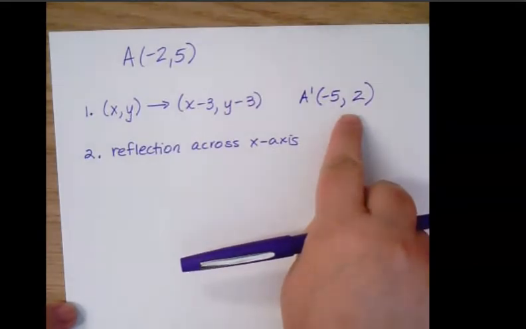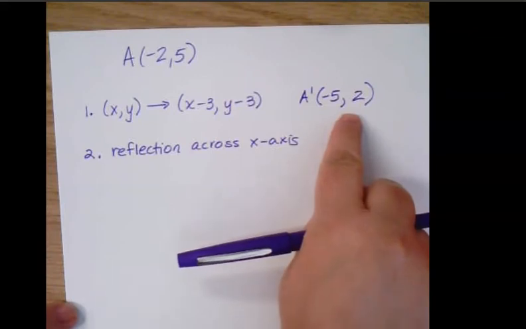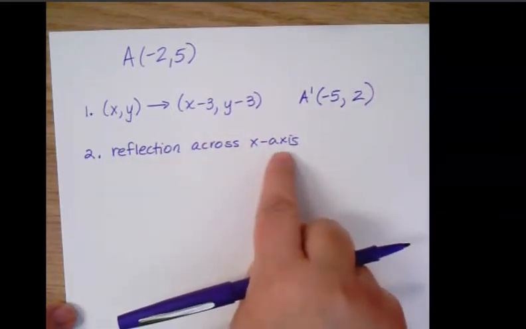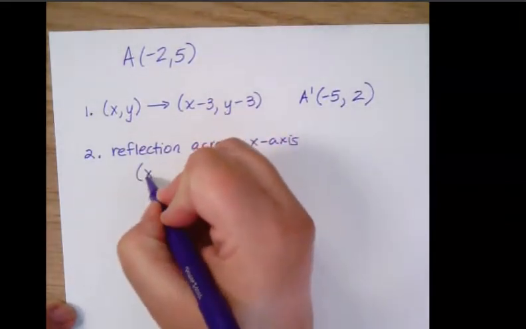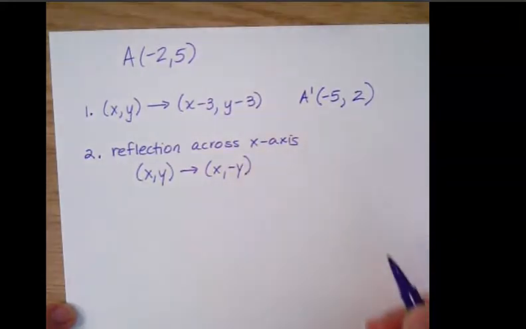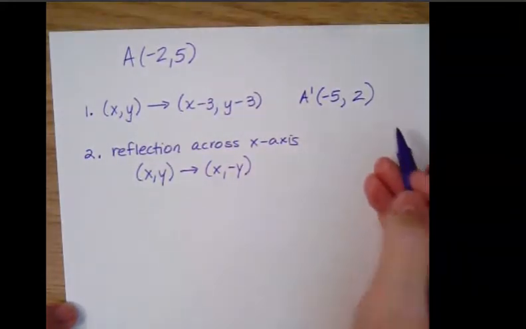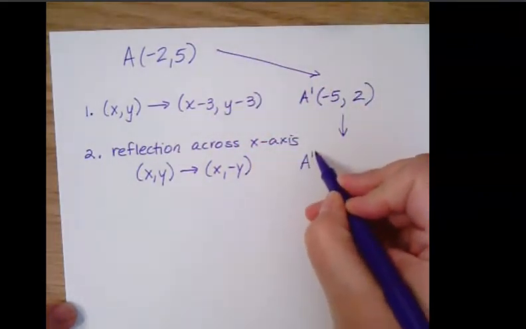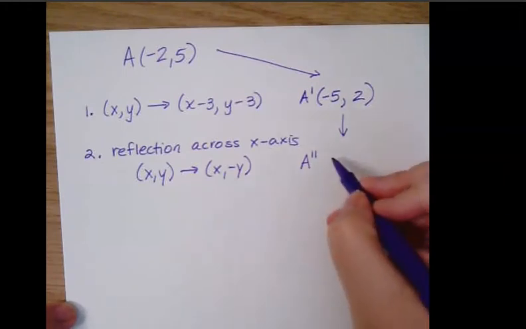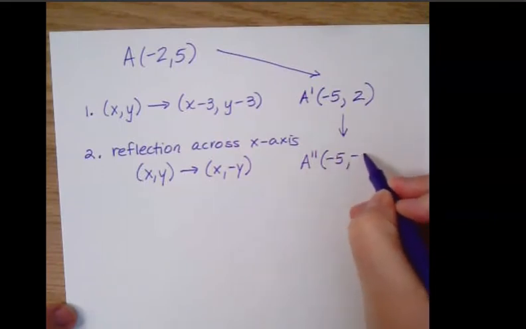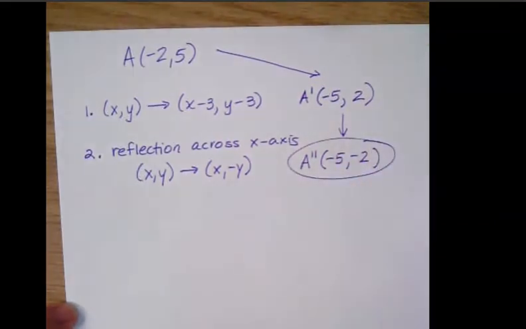But since this is a composition, I'm going to keep going and do something else to that same point. Sorry for the bells. So the next thing is telling me to reflect across the x-axis. Well, that's something I have a rule for. The rule for reflecting across the x-axis is that the sign of the y will change, and that's the only thing that will change. So first I went from here to here. Now I'm going to go ahead and do that, and I get a double prime, which is going to be my final image. And the only thing that changes is the sign of y. So here is my answer. And that's example 1.